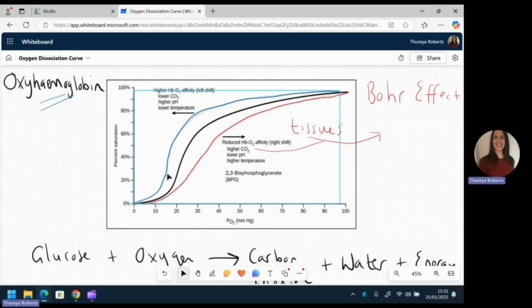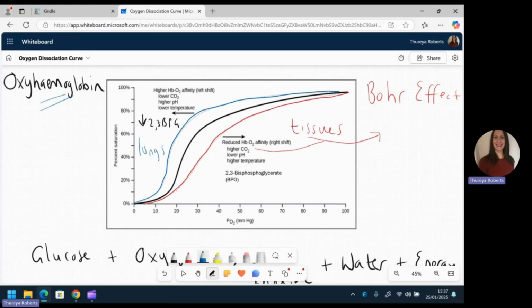A left shift occurs in the oxygen dissociation graph under conditions where haemoglobin's affinity for oxygen increases, and this can happen when we've got lower levels of carbon dioxide, or a high pH, so alkaline levels, or somebody suffering from alkalosis, or if we've got lower temperatures, but also when we've got low levels of 2,3-BPG. These kinds of conditions would take place inside the lungs.